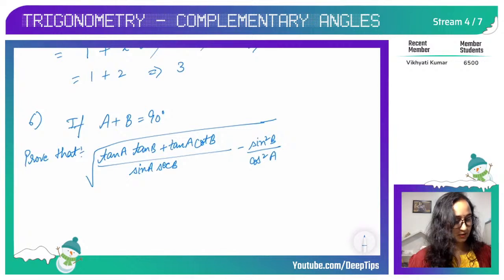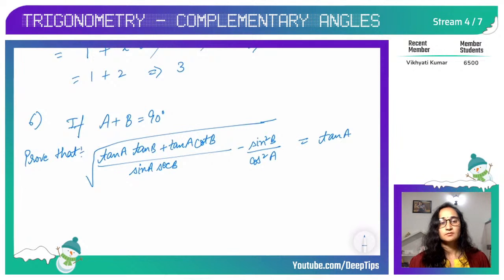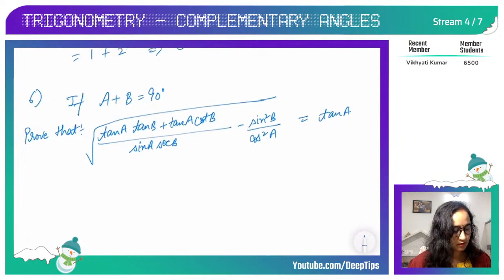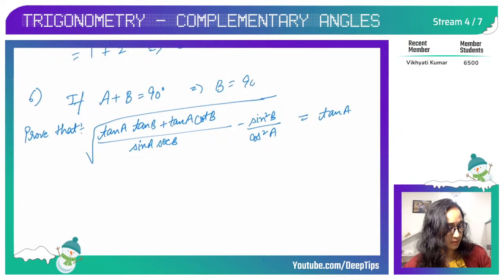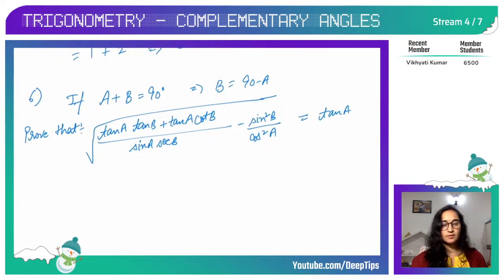This is the question, and we have to prove that it is equal to tan a. So this is a proving question. When they are saying a plus b is 90 degrees, we can write that b is equal to 90 minus a, or a is equal to 90 minus b. I need any one of them, so I have taken b as 90 minus a.